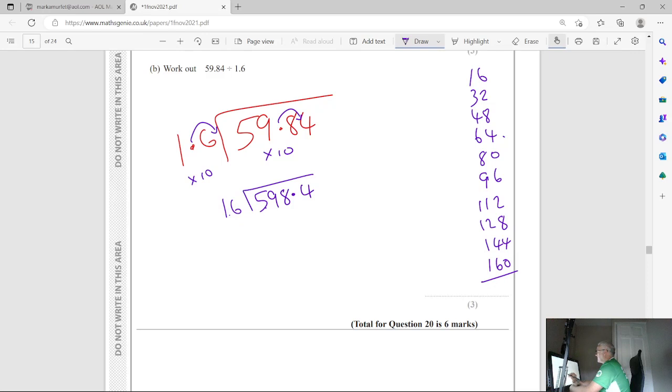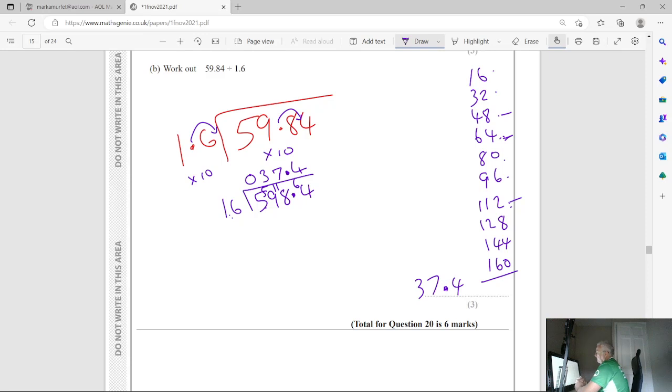16 into 5 doesn't go. Carry it backwards. 16 into 59 goes 3 times. Remainder 11. 16 into 118 goes 1, 2, 3, 4, 5, 6, 7 times. 6 left over. And 16 into 64 4 times. Remember my decimal point where it sits in myself. So 37.4. Okay.